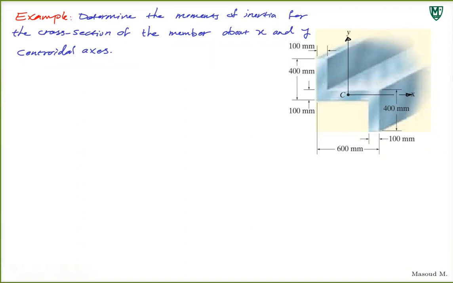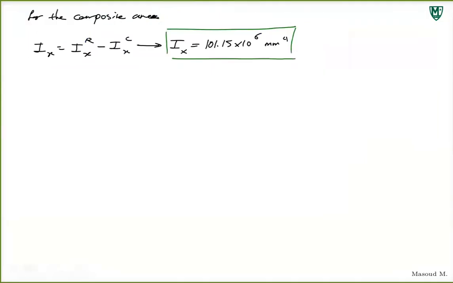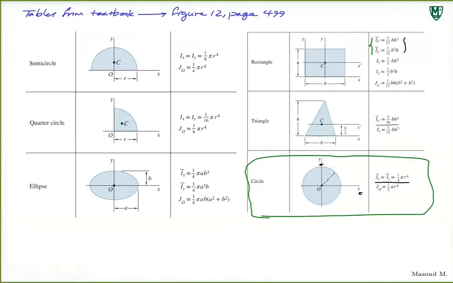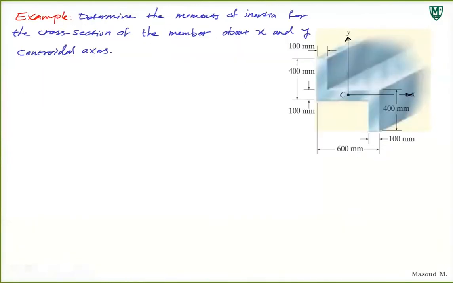All right, let's look at this cross section. It has this weird shape, and then it comes down. Right? Obviously, it's a composite area. We have to divide it into simpler shapes so we can use the information we have in this table to find the area moment of inertia for this cross section. All right.